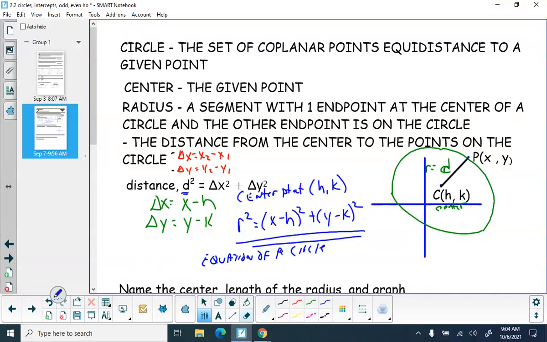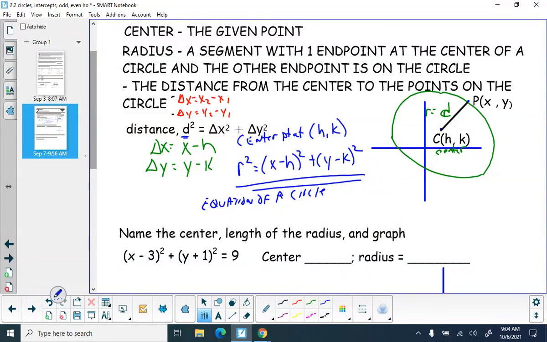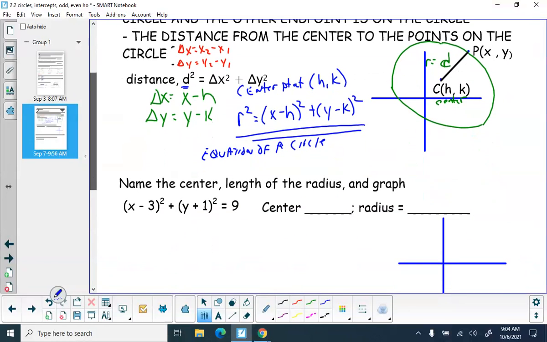When we're talking about equations, once again, they are solution sets. They are solution sets that define every point on that circle. So if we take a look at the problem down here: name the center, the length of the radius, and graph.